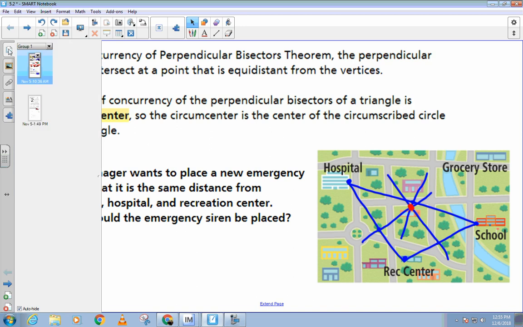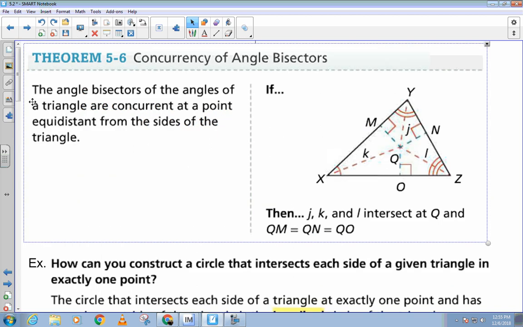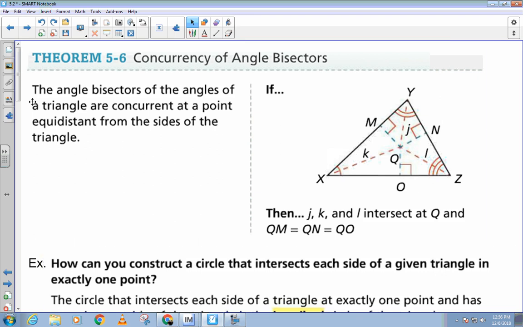Okay, now we're going to talk about what happens with angle bisectors. The angle bisectors of angles of the triangle are concurrent at a point equidistant from the sides. Okay, so what happens here is, yesterday, remember, we drew the angle bisector, right? And we said that any point on the angle bisector is equidistant from the sides of the angle, right? Okay, so if I draw all 3 of them, this is an angle bisector, this is an angle bisector, and this is an angle bisector, okay? They are going to intersect at a point that is equidistant to the sides, okay?